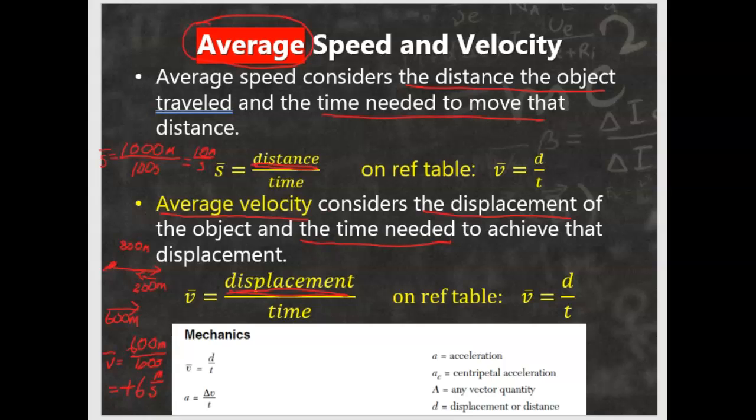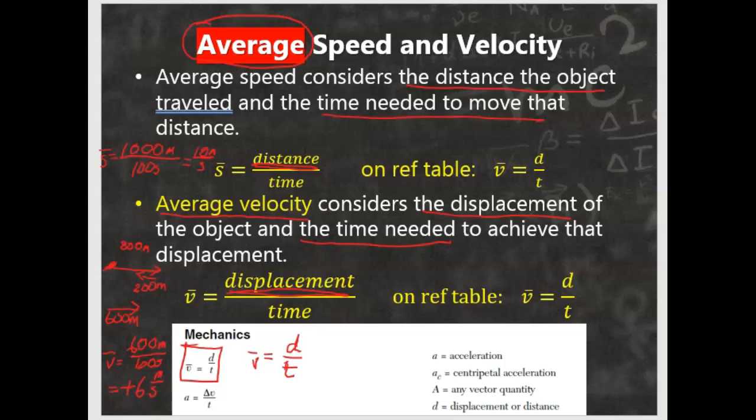Okay, and I'd like to refer things back to the reference table. If you look at page 6 of the reference table, and page 6 is basically what we're going to be covering for first semester, the very first formula on page 6 is this: V with a little bar over the top equals D over T. So the bar over the top means average. We'd say our average velocity is equal to displacement over time.